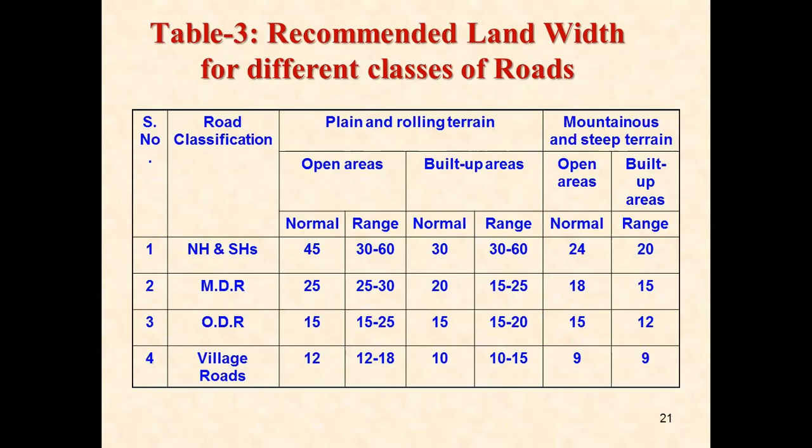If you take open areas, it is 45 meters, normally 30 to 60 meters. Built up areas 30 to 60 meters in national highway and state highway. Major district roads 25 to 30, other district roads 15 to 25, village roads 12 to 18 meters. In mountainous terrain, 24, 20, 15, 12 and 9. This is the right of way we acquire for road construction.